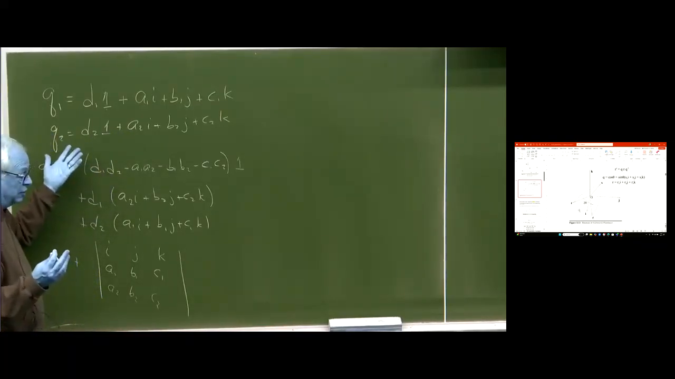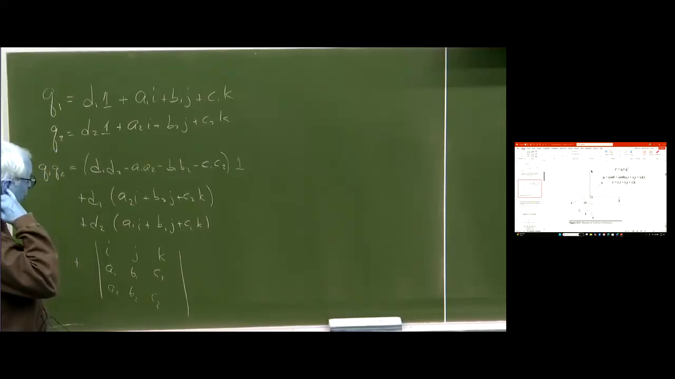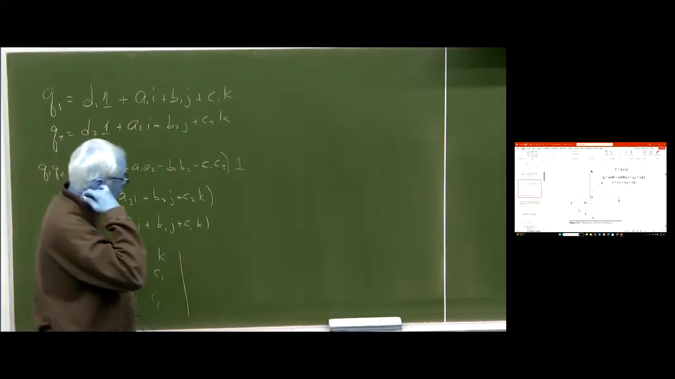Because i times i is -1. And so you kind of have all these domains that can be modeled with these quaternions. So that's what we did last time.